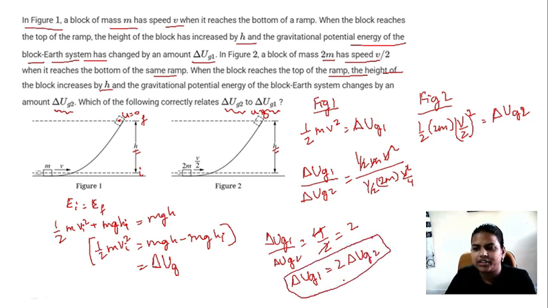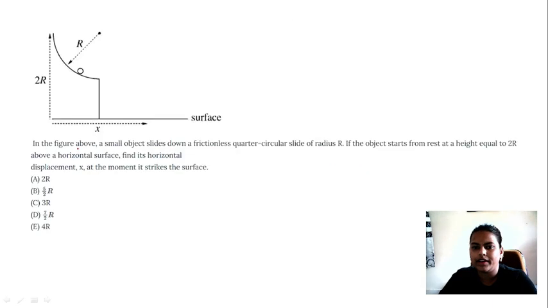This is the relation between potential energy in case 1 and case 2. In the figure above, a small object slides down a frictionless quarter circle of radius r. If the object starts from rest at a height equal to 2r above the horizontal surface, find its horizontal displacement x at the moment it strikes the surface.